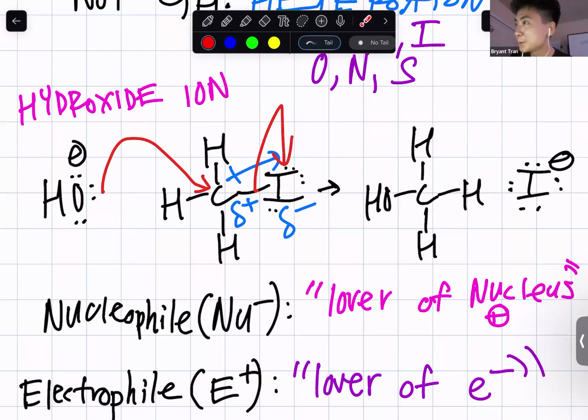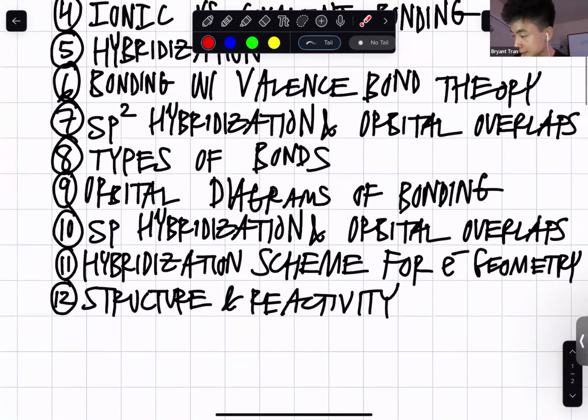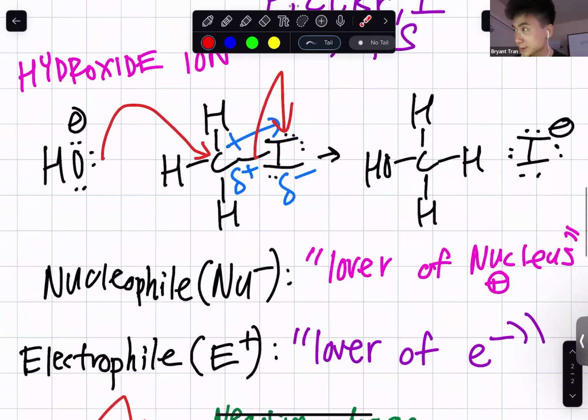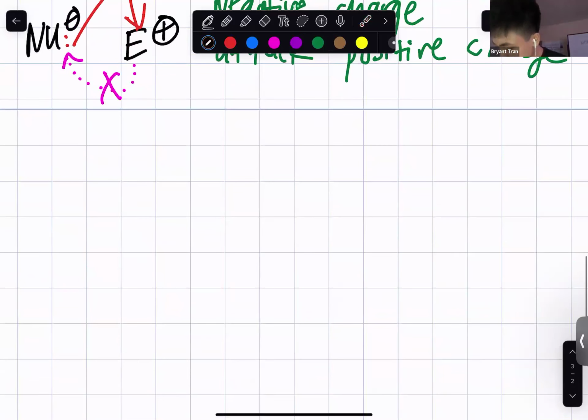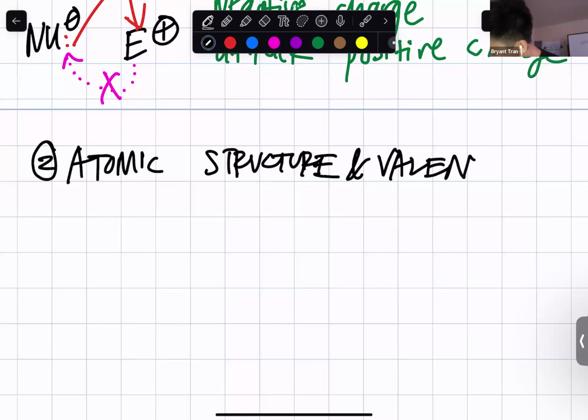Now let's move on to the next section, which is atomic structure and valence electrons.